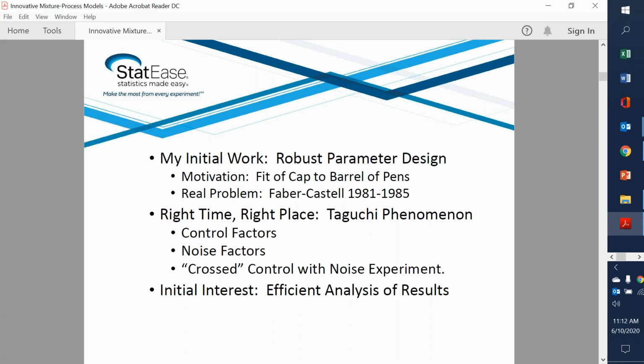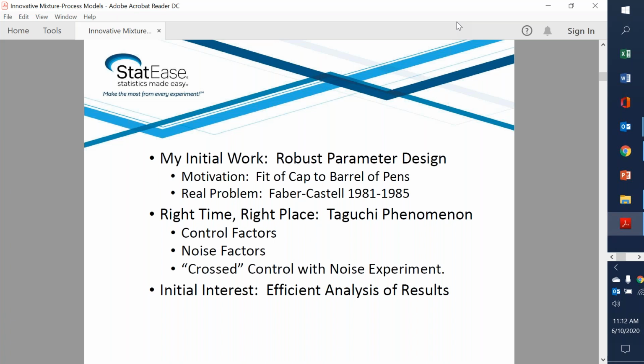My initial interest was efficient analysis of results, and I was really lucky. The very first paper I ever published won the ASQ Brumbaugh Award. It's been straight downhill from there. It's been my most cited paper. It's amazing. I was very lucky.